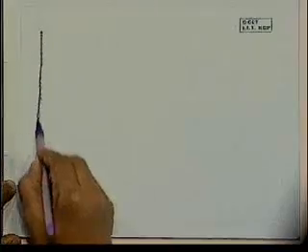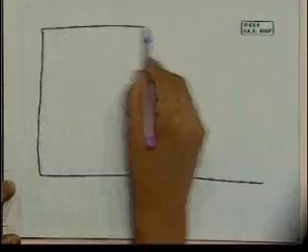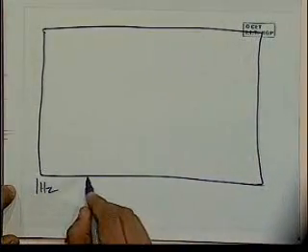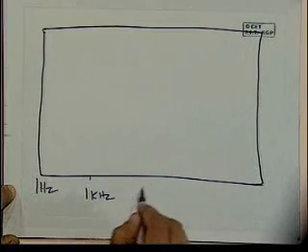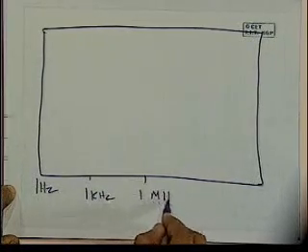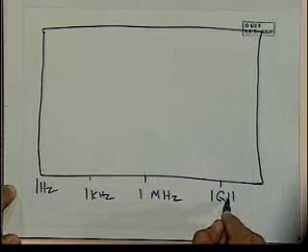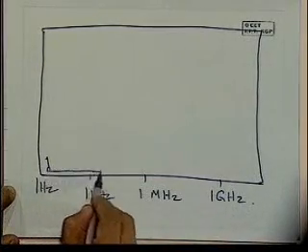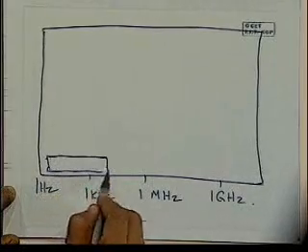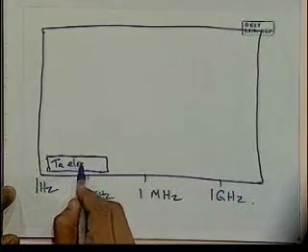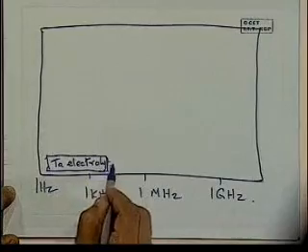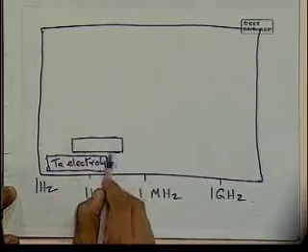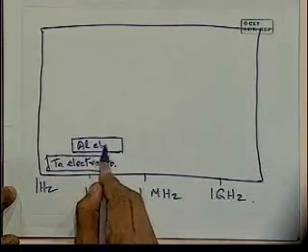I'm going to sketch again in terms of frequency. The whole thing is now in terms of frequency. 1 hertz, 1 kilohertz, 1 megahertz, 1 gigahertz. In the lowest frequency range, we have the tantalum electrolyte cell, electrolytic capacitor. Slightly higher frequencies with aluminum electrolyte.